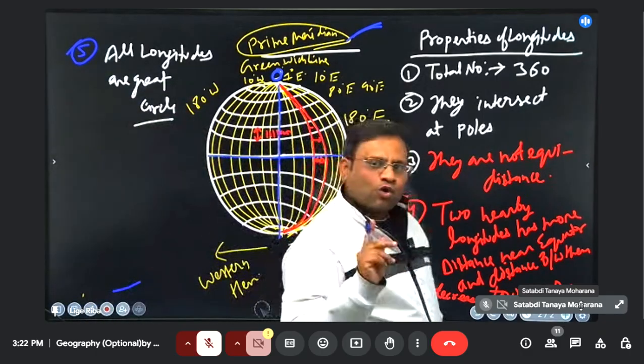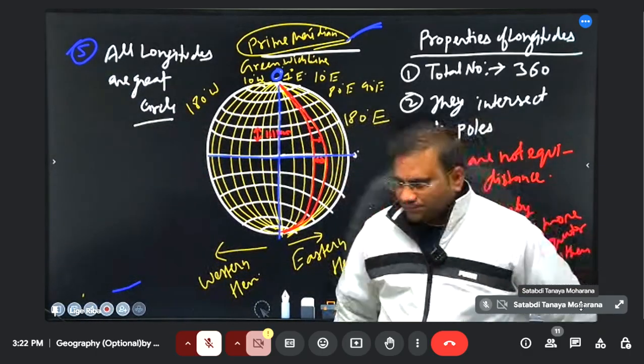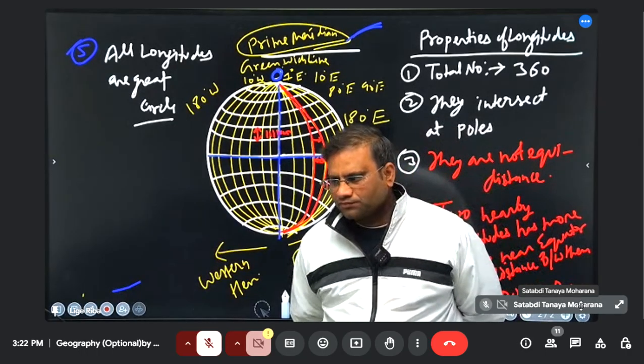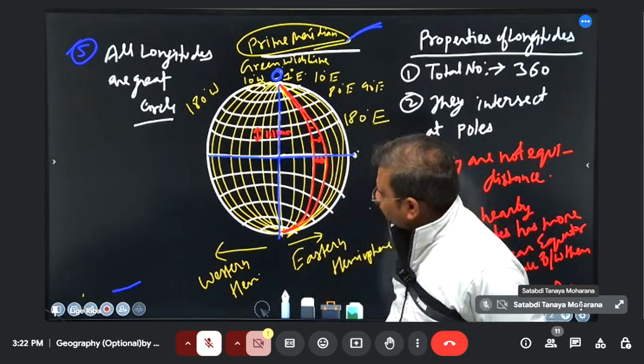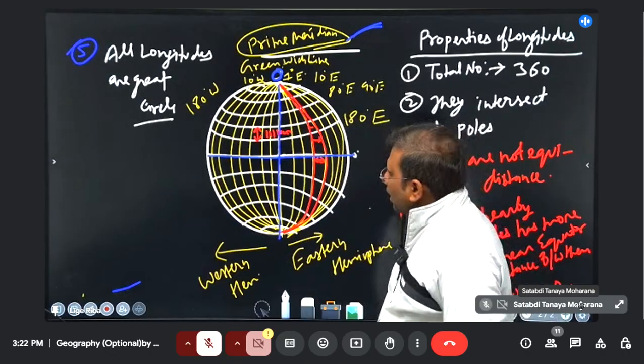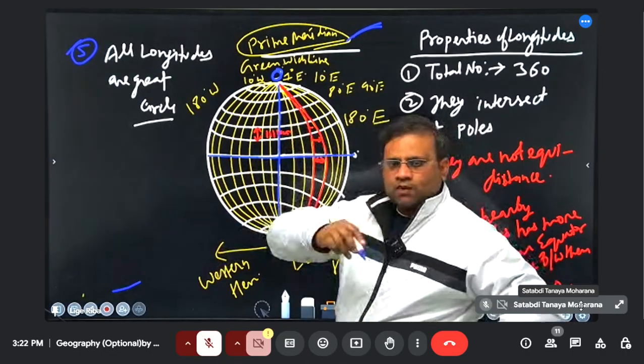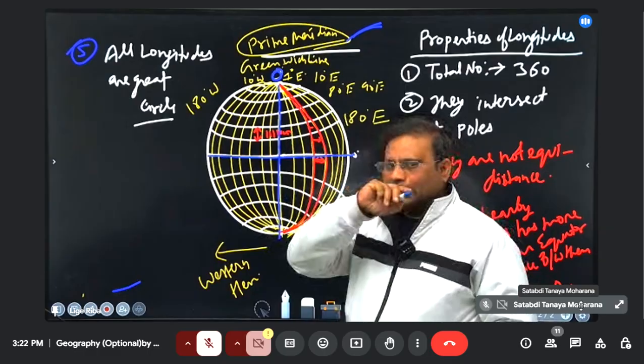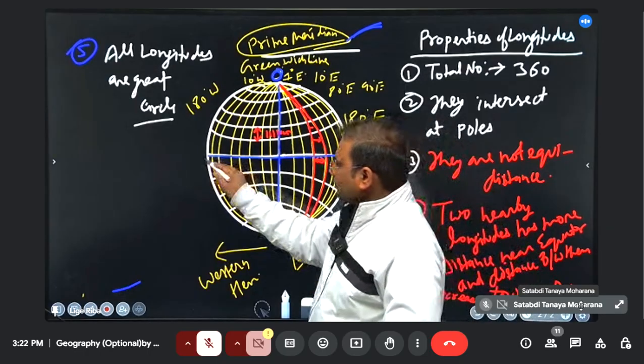But the equator is the only latitude which is a great circle. Done? One more thing. Tell me, is the circumference, or the length, of every latitude the same? Like what I am asking, the 0 degree.